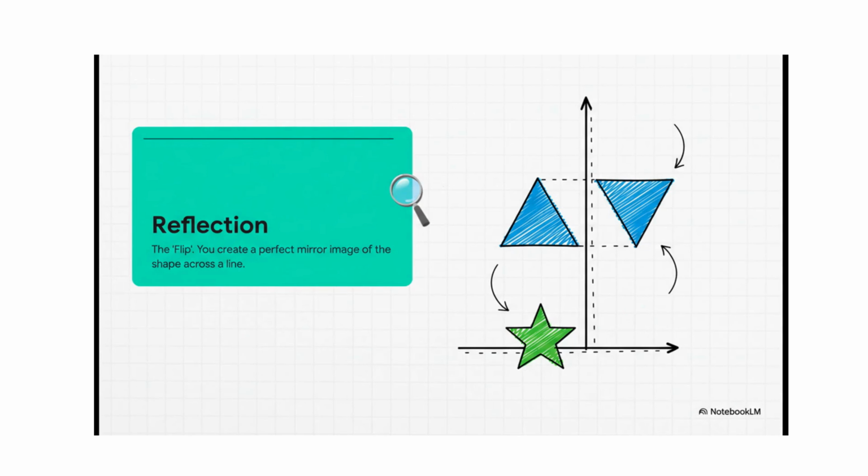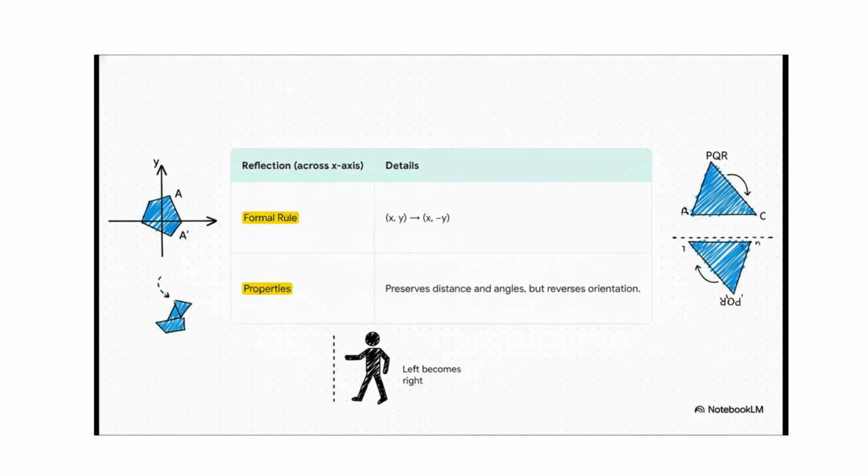Our third move is reflection, or the flip, and it's exactly what it sounds like. You're creating a perfect mirror image of the shape right across a specific line. We call that the line of reflection. The rule for flipping over the x-axis is dead simple. You just flip the sign of the y-coordinate.